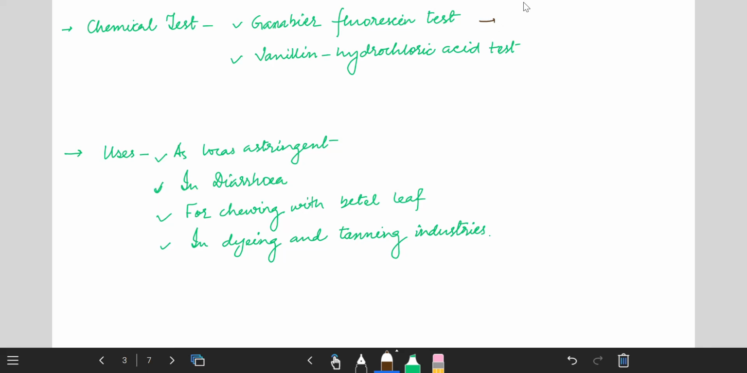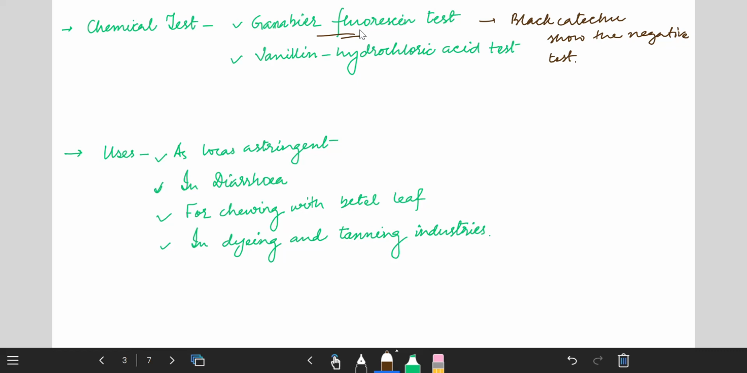It means Black Catechu shows the negative test. And this type of test is due to the Gambier fluorescent kind of chemical constituent which is present in the Pale Catechu.